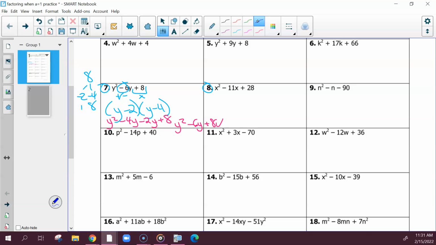Check your factors, start dividing. 2 and 14. 2 and 14 would give you 28. Would that give you 11? No. So 2 and 14 is out. 7 and 4. And if we make them both negative, we would get negative 11. So x minus 7, x minus 4.